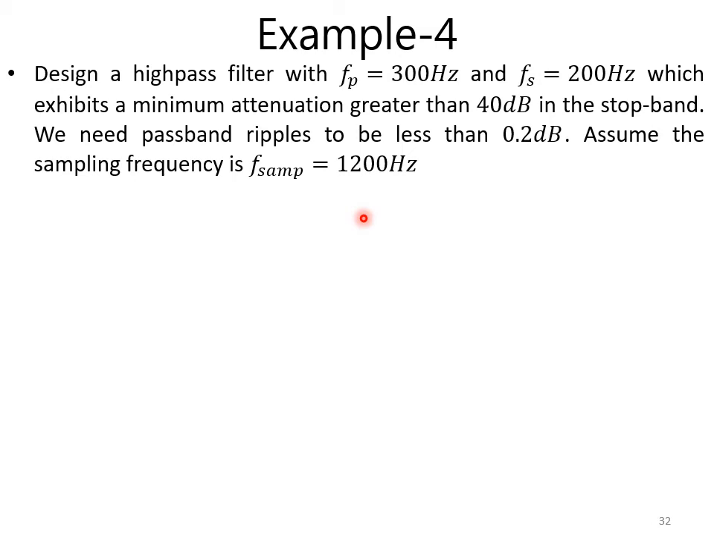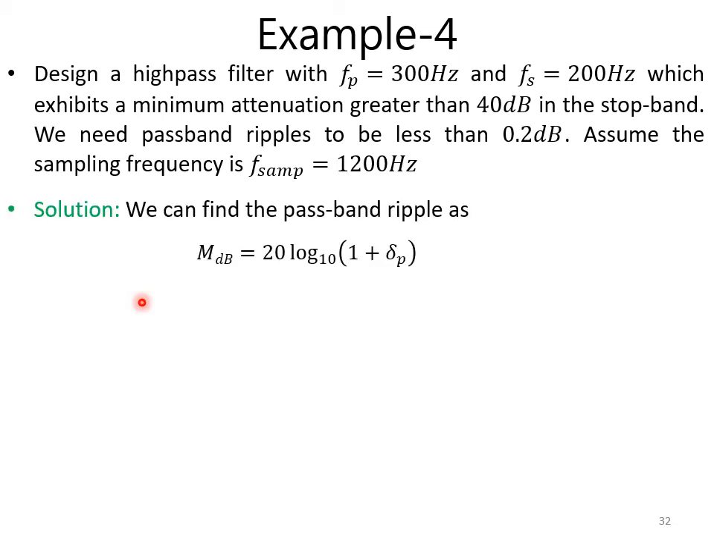The sampling frequency is 1200 Hz. So in this example, we have different ripple requirements for the pass band and stop band. So first we need to find out what is the value of delta S and delta P, right? And if the values are different, then obviously, because as I told you, in window design methods we have to have the same delta value for pass band and the stop band. So we'll choose the value which is the minimum of both. So find out the delta P and delta S first.